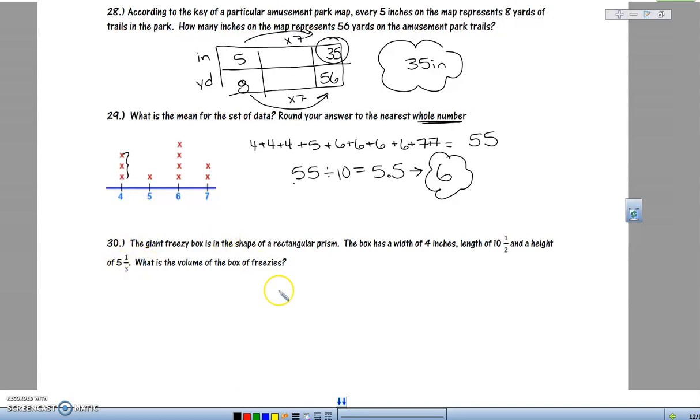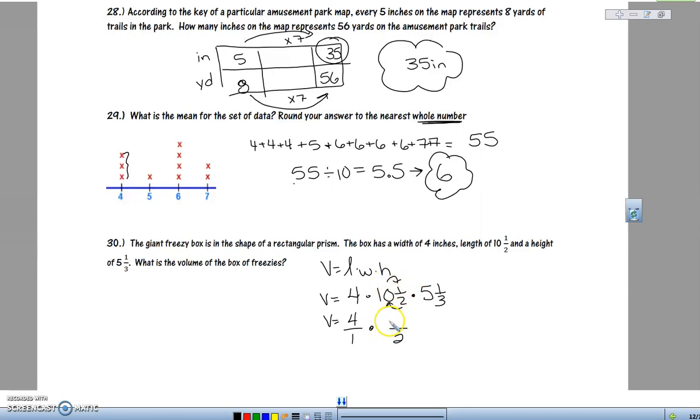This is number 3. So going back to this, we're finding the volume. So volume equals length times width times height. So I'm going to take 4 times 10½ times 5 1/3. It does not matter the order you put these in, just as long as you have all of them. Now I need to put these all as improper fractions. So again, I'm going to multiply and then add.